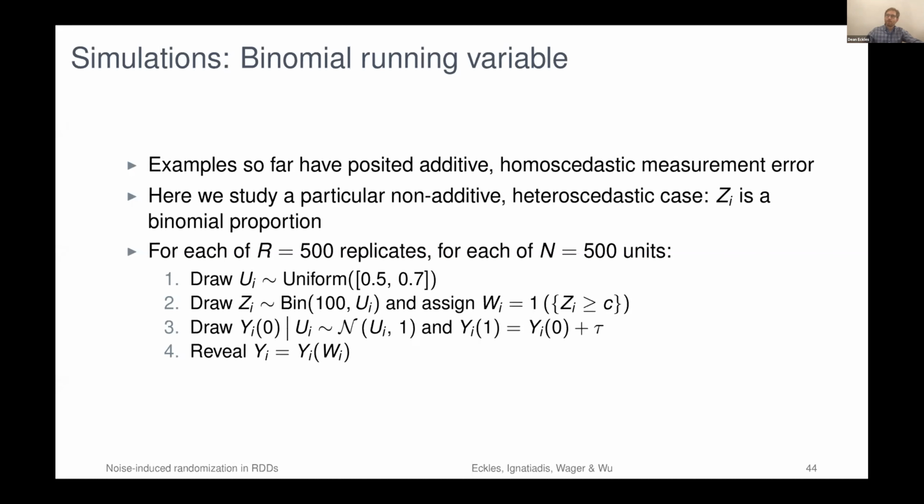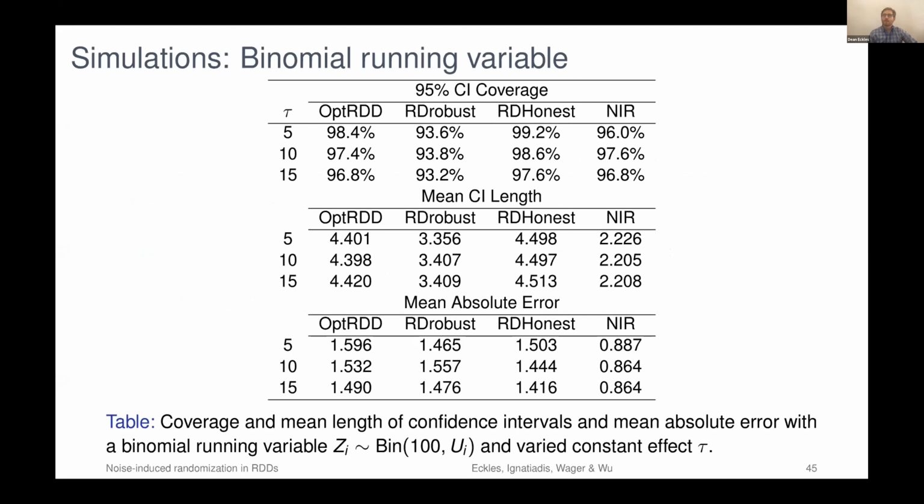And so we do a bunch of simulations with 500 units where the latent variable is this uniform variable, and then the running variable is a binomial draw with 100 coin flips with that probability, and then we have a constant treatment effect. So looking at the results from this, as we vary the size of the constant treatment effect, our 95% confidence intervals for the NIR noise-induced randomization approach always have at least the nominal coverage, as do the other approaches that directly exploit continuity in the outcome.